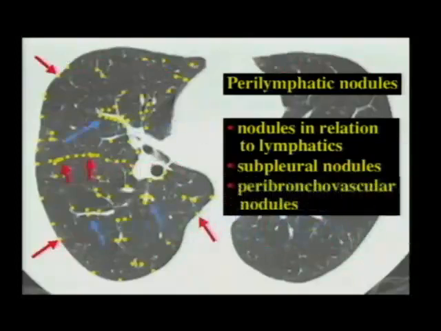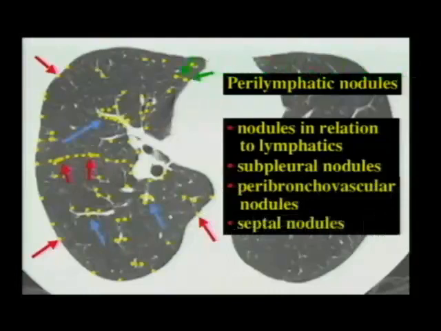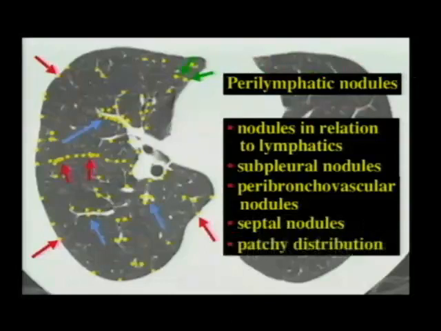In addition, you see nodules in the peribronchovascular region adjacent to large or small vessels or bronchi, typical of a perilymphatic pattern. And you may see nodules in relation to interlobular septa. These 3 locations are typical of a perilymphatic pattern. And if you look at the yellow nodules shown on this slide, their overall distribution appears patchy because the nodules are occurring specifically in relation to these structures.